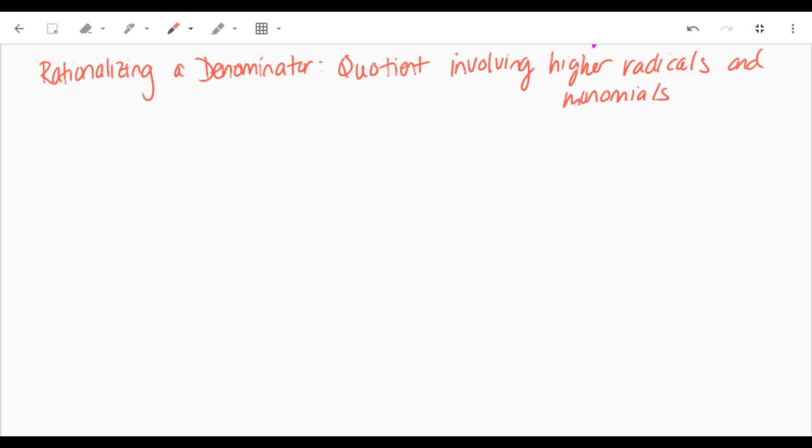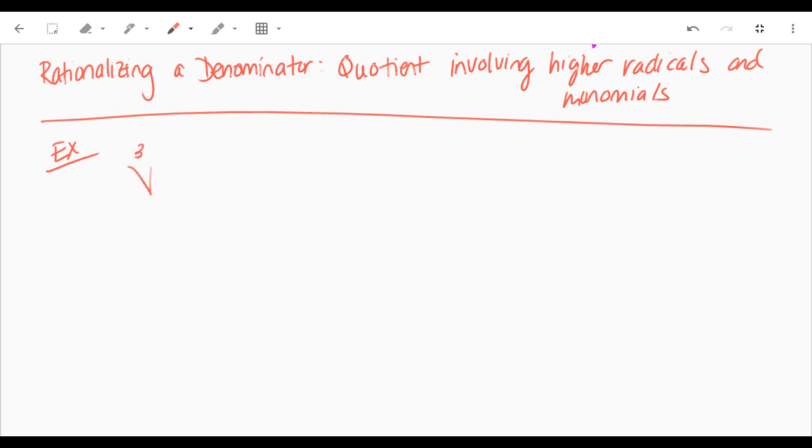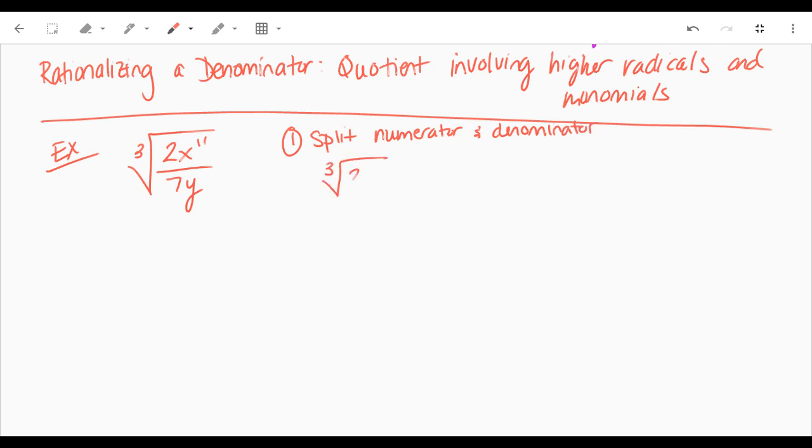Okay, so an example on this one is we have the cube root of 2x to the 11 over 7y. Your first step is going to be to split the numerator and the denominator. So we can rewrite that as the cube root of 2x to the 11 over the cube root of 7y.